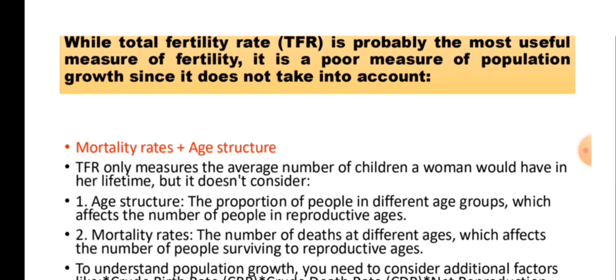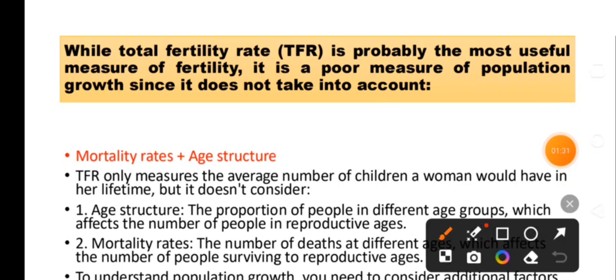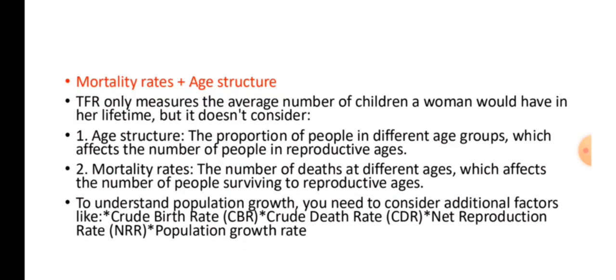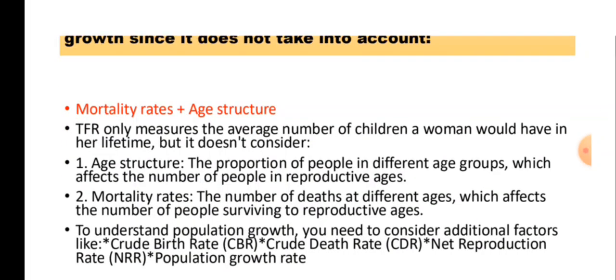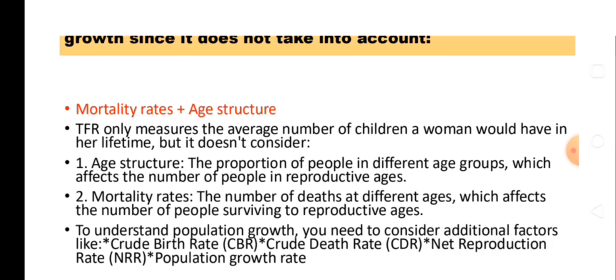Next. While total fertility rate is probably the most useful measure of fertility, it is a poor measure of population growth since it does not take into account mortality rate and age structure. Some more information: total fertility rate only measures the average number of children a woman would have in her lifetime, but it does not consider age structure and mortality rate. You also studied that age structure refers to the proportion of people in different age groups, which affects the number of people in reproductive age. And mortality rate, the number of deaths at different ages, affects the number of people surviving to reproductive ages. Okay.